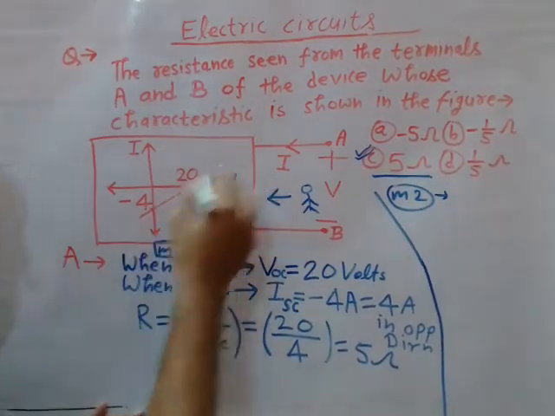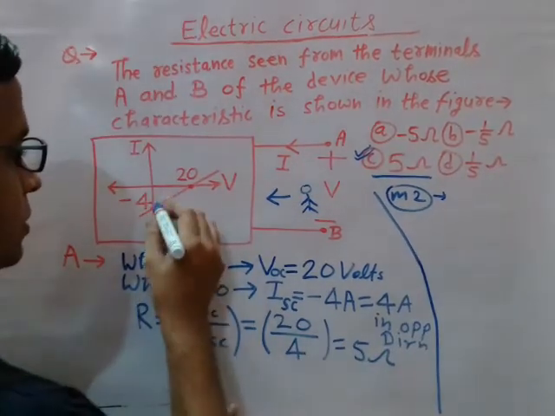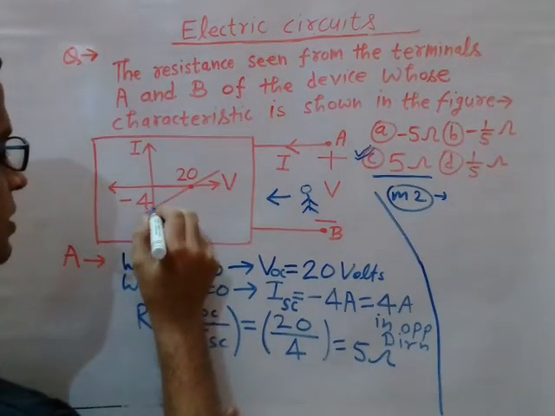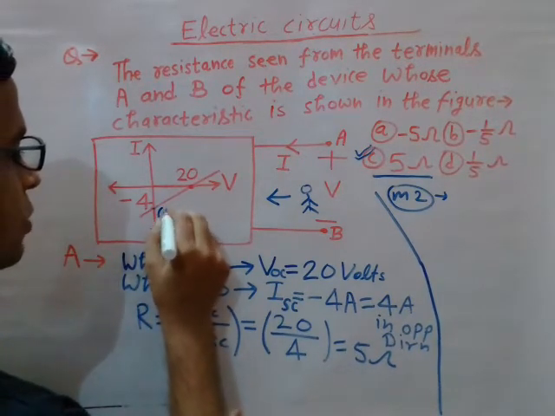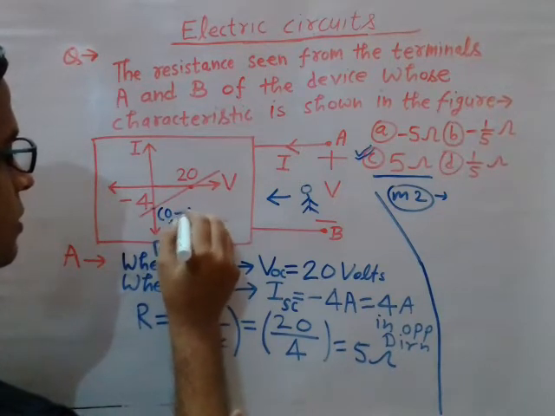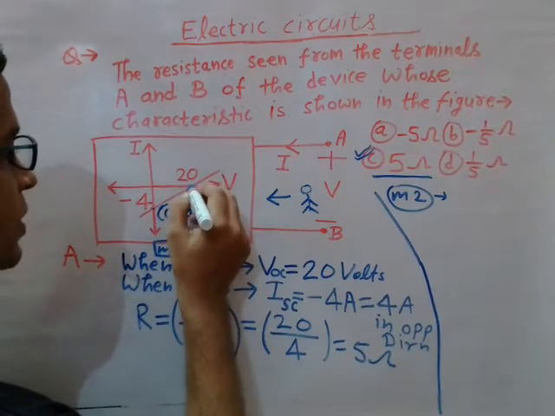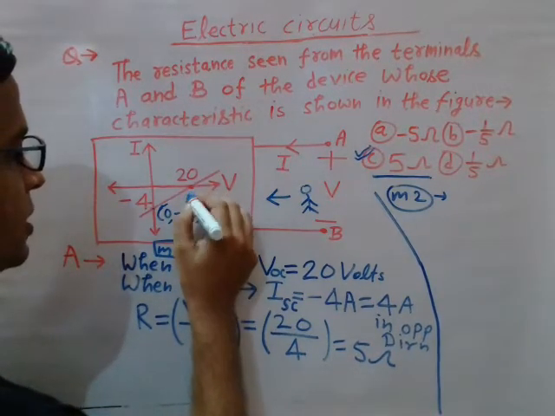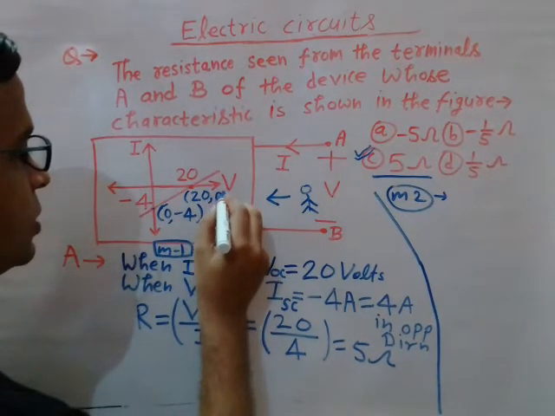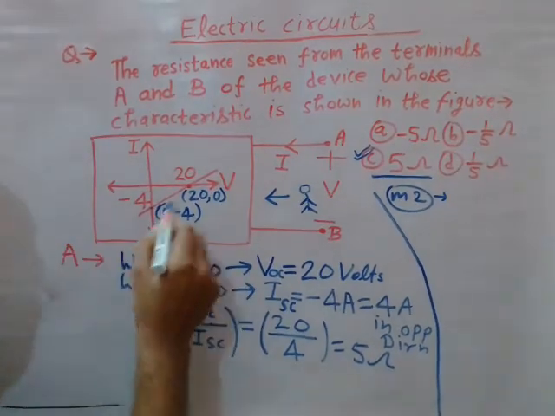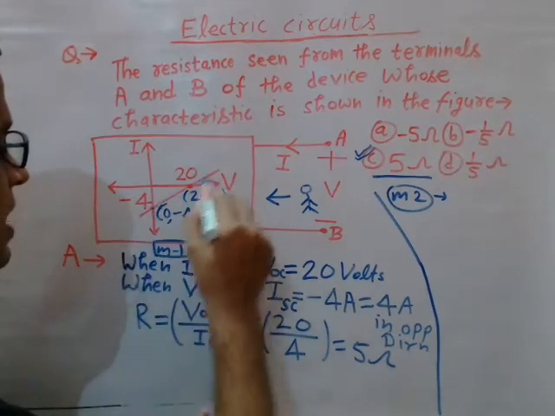So just find out the equation of this line. What is the equation of this line? Can you find it out? The coordinate of this point will be 0 comma minus 4, right? And the coordinate of this point is nothing but 20 comma 0, right? So you know the coordinates of these 2 points. Can you write the equation of this line?